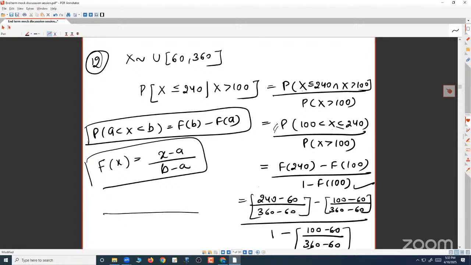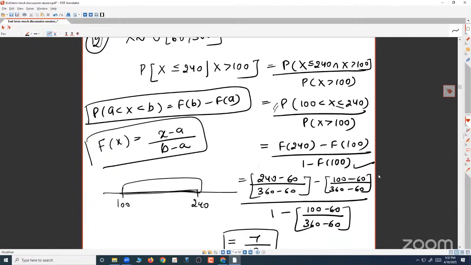If you make a line here, this is my 100 and this is my 240. So my value of x is greater than 100 and less than 240. So my x would be between this value only, right? 100 and 240. Correct? Yes. Now is it fine? Is the solution clear? Question clear? Yes, ma'am. Okay. Shall we proceed further now?